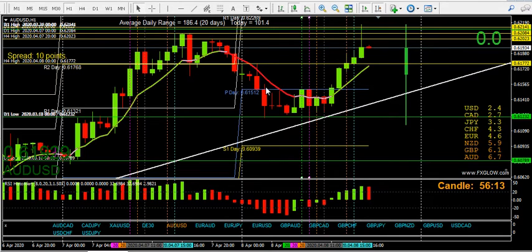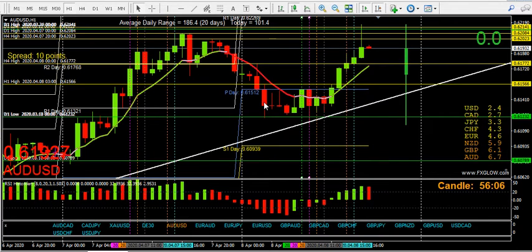And you should know the song by now. If you don't, watch a few of my other videos. High, low, and sing the song till you get to the lower high, lower low of that red candle, and then low, high. Sing the song until we break the high of that red candle, which is this one here. So this looks ready. It didn't pull back, as I said to you on the H4 chart.